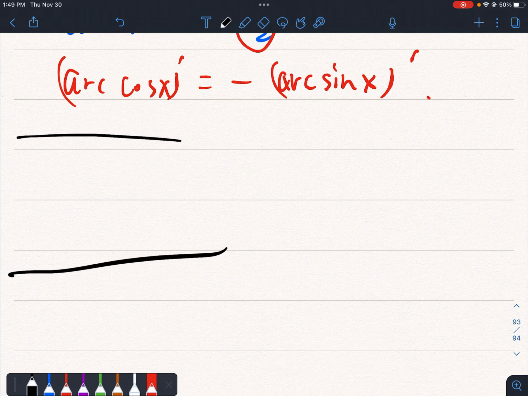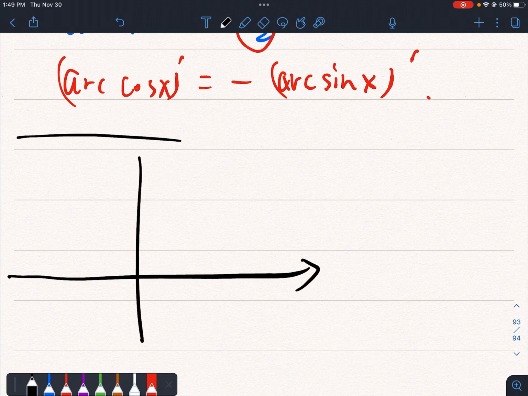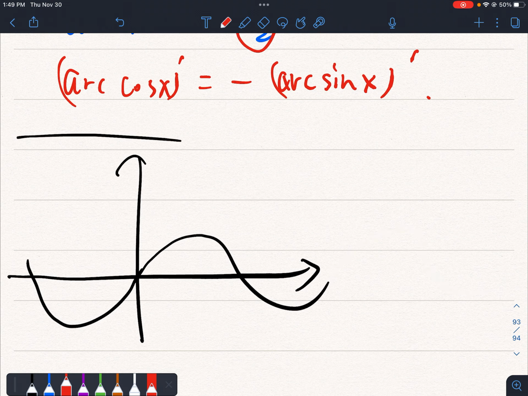So maybe I can just continue from now on. Let me just continue. What's arc sine and what's arc cos? So let's look at the graph of sine of x. As I said here, it should have slope 1, right?